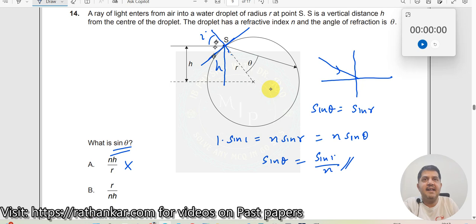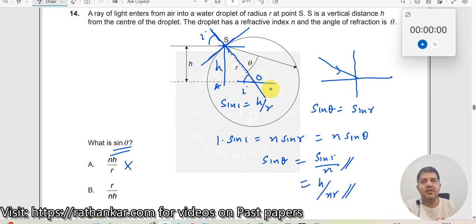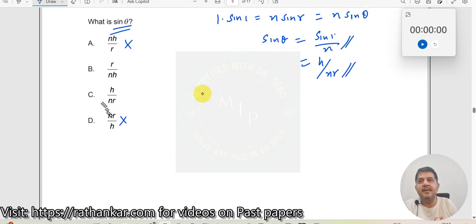Now, if this angle is i over here, this is a transversal which goes between two parallel lines, right? So if this angle is i, this angle should also be i. From here I can now write sin i equal to h divided by r. Look at this right angle triangle. Let me label this as O, this is A, and this is S. In triangle OAS, sin of the angle is equal to h by the hypotenuse, which is r. Now let us substitute this: sin theta is h by nr. Which is the right answer? h by nr, C is the right answer.